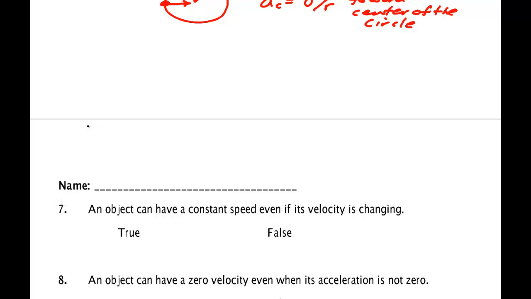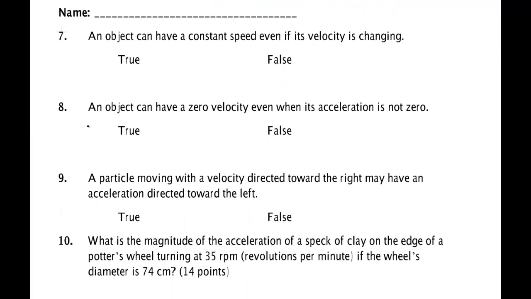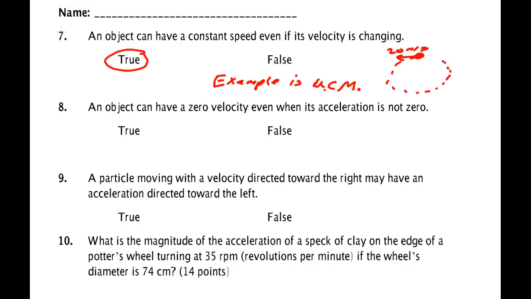Problem number 7. An object can have a constant speed even if its velocity is changing. True. Example is uniform circular motion. You can have a ball going at 20 meters per second here, following a curved path. Over here it's going 20 meters per second. Same length, but not pointing in the same direction.